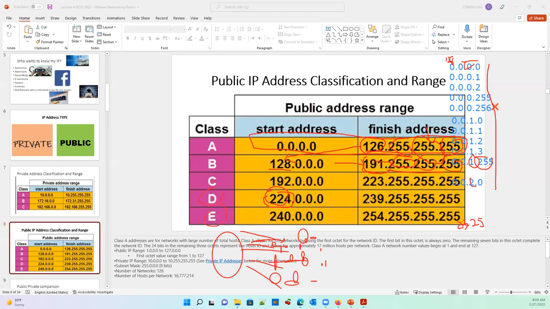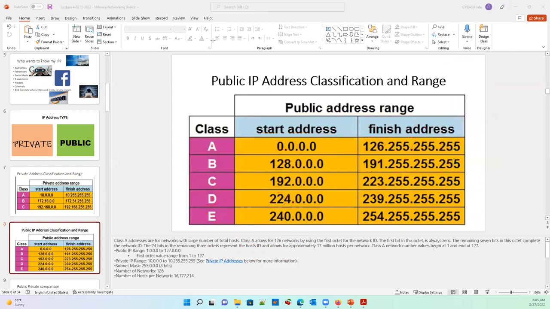E is for research. So for the public internet, you don't have access to D and E. Public IP address is A, B, and C. So now we go to the next one.